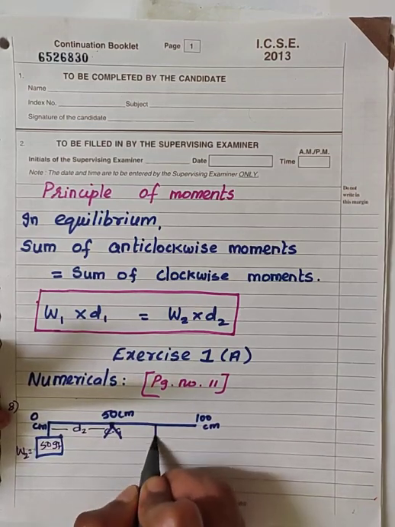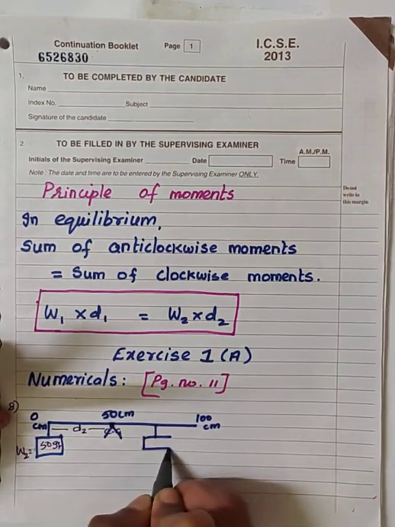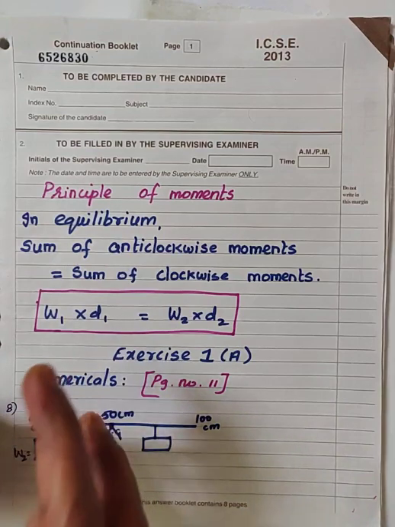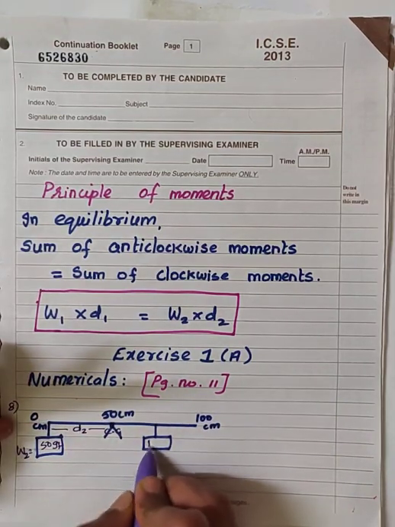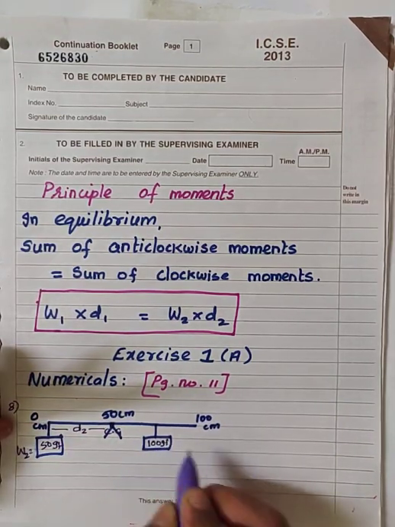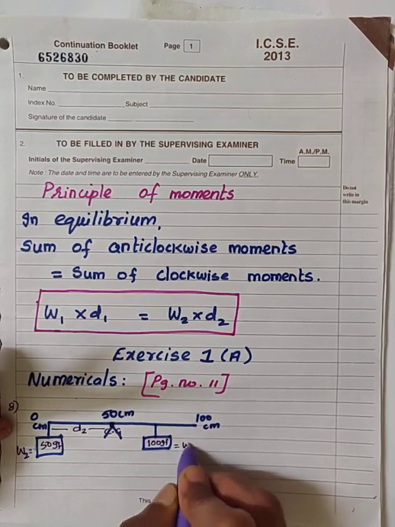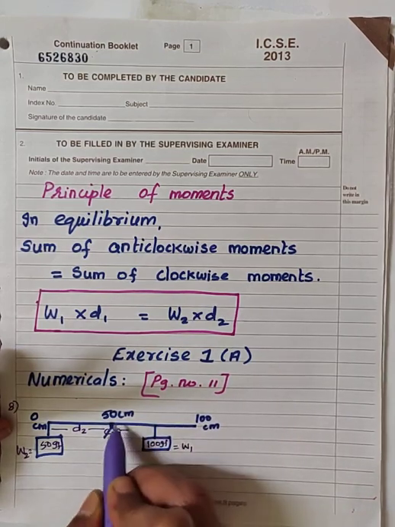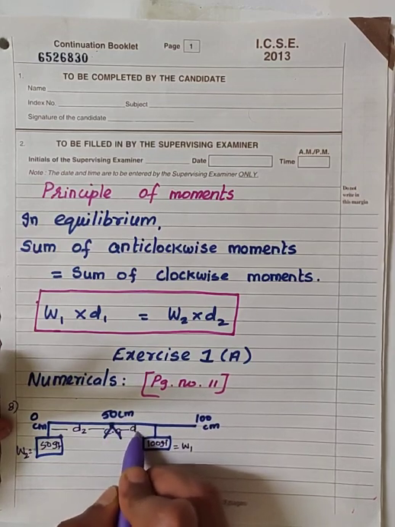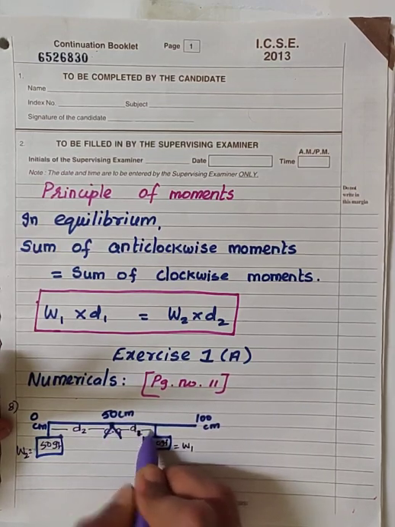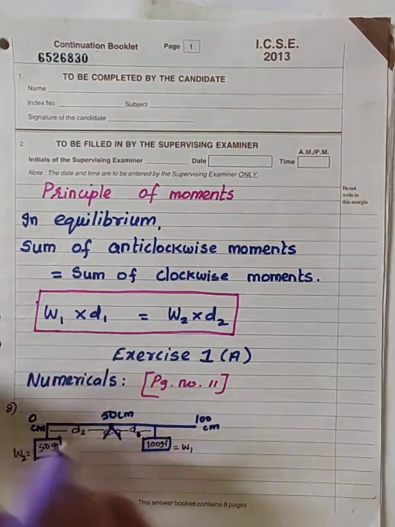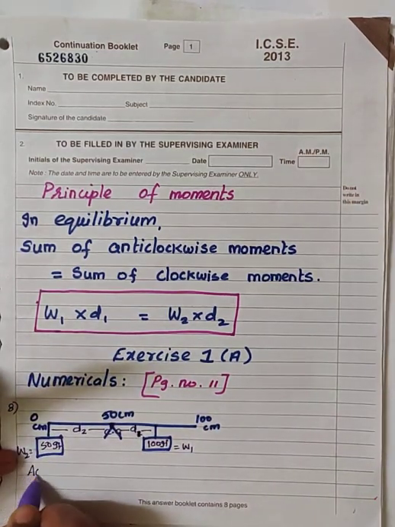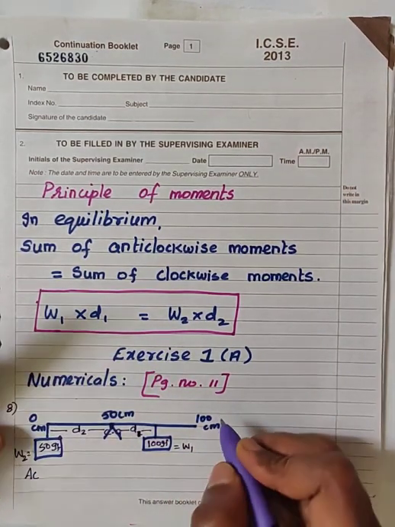We know that the 100 gram force should be suspended at the other side. But at which point we do not know. That point only you are asked to calculate. So this 100 gram force, I take it as W1. The perpendicular distance between W1 and the pivoted point, I represent as D1. So we have to write according to principle of moments. So we write the data from here.